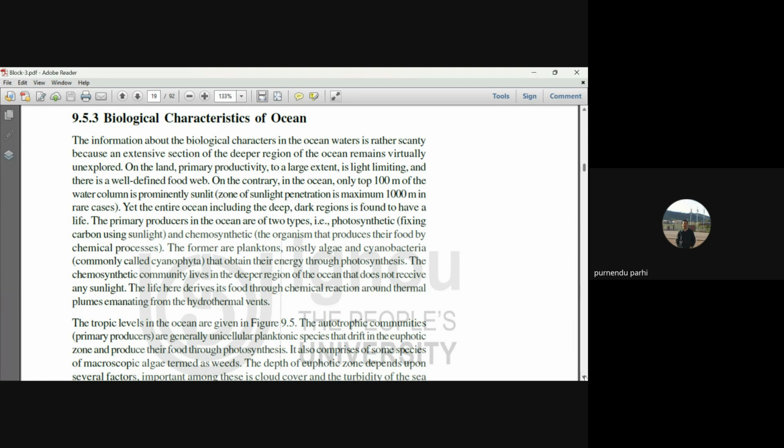The primary producers in the ocean are of two types, photosynthetic and chemosynthetic. The former are planktons, mostly algae and cyanobacteria, that obtain energy through photosynthesis. The chemosynthetic community lives in the deeper region of the ocean that does not receive any sunlight. The life here derives its food through chemical reactions around the thermal plumes emanating from the hydrothermal vents. The trophic levels in the ocean are shown in the figure here.